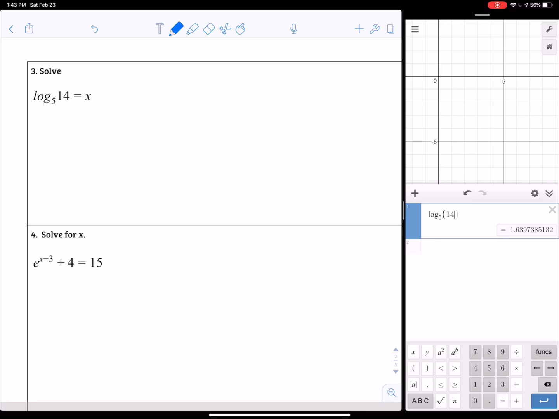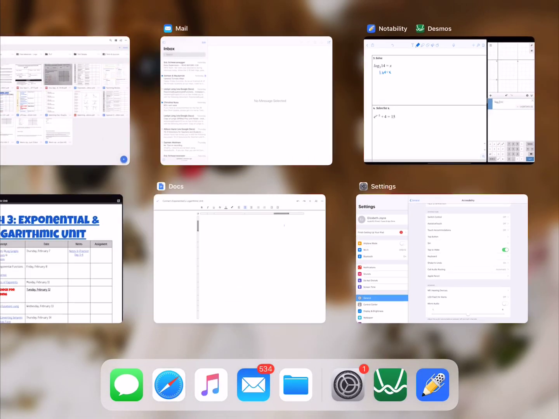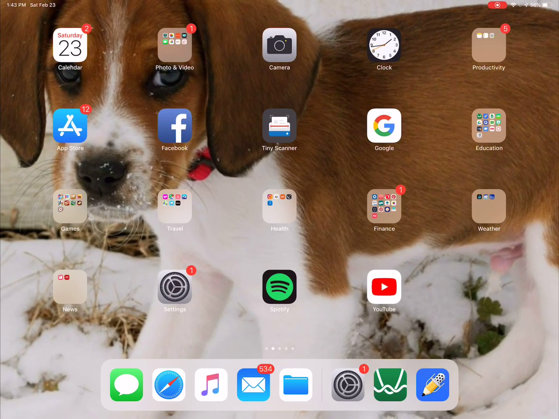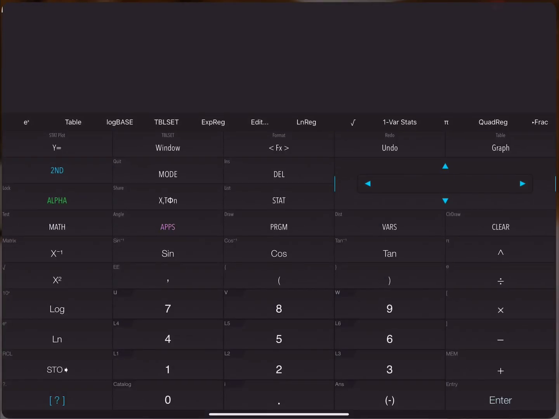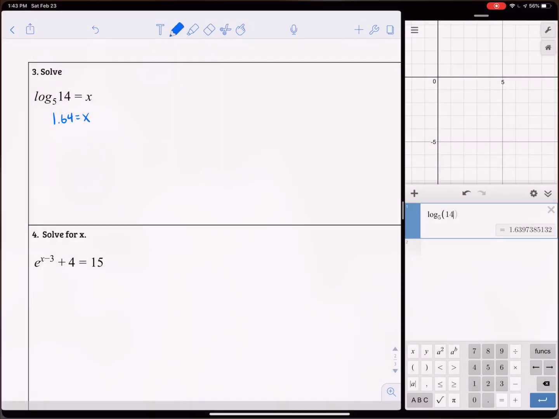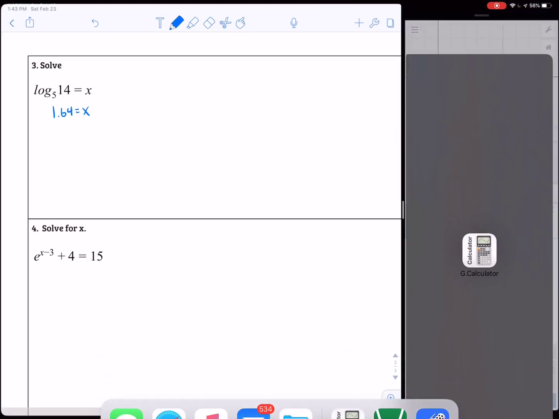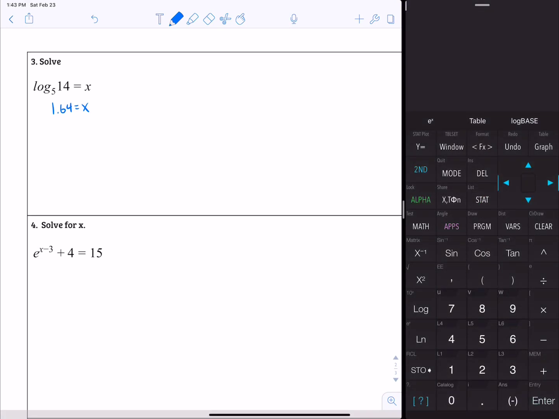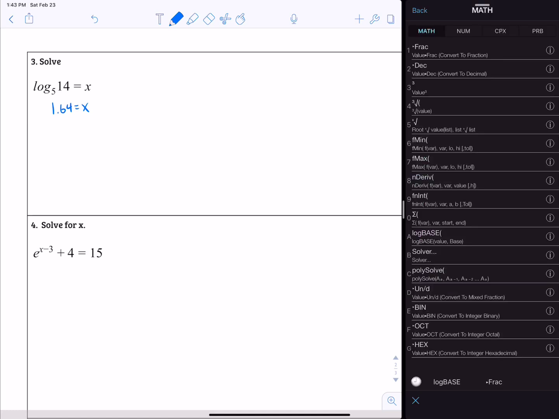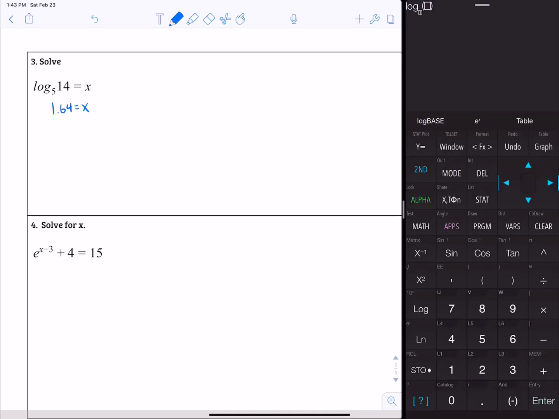So 1.639, let's say 1.64. And then I can show you with the calculator. So let me grab my calculator. So just on your regular screen, you can either type math and go to log base if you have a newer model calculator. And you have a base of 5, and then you have 14 in the parentheses, and you get the same thing we got with Desmos.